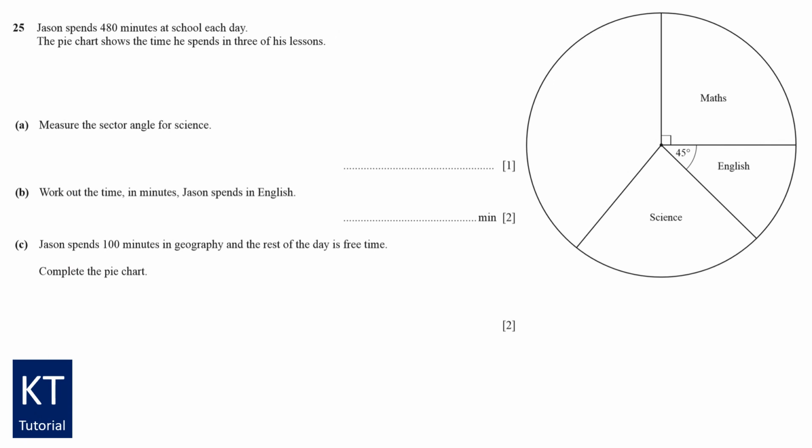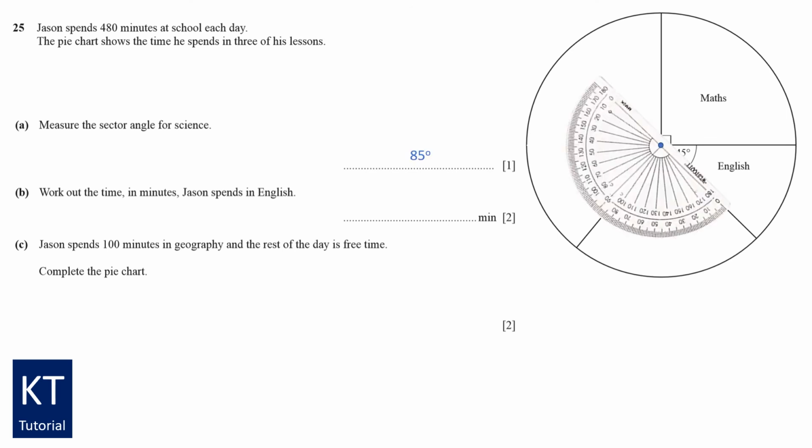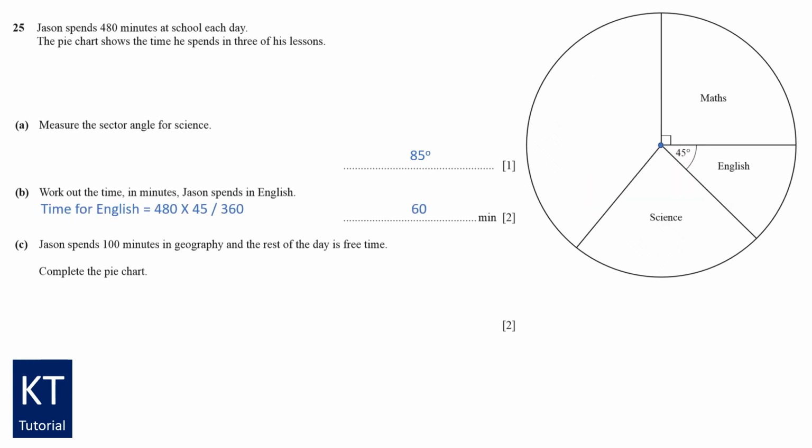Question 25. Jason spends 480 minutes at school each day. The pie chart shows the time he spends in 3 of his lessons. A. Measure the sector angle for science. The measured angle should be 85 degrees. Next, work out the time in minutes Jason spends in English. This time can be calculated from the ratio in angles against the total time, and that amounts to 60 minutes.